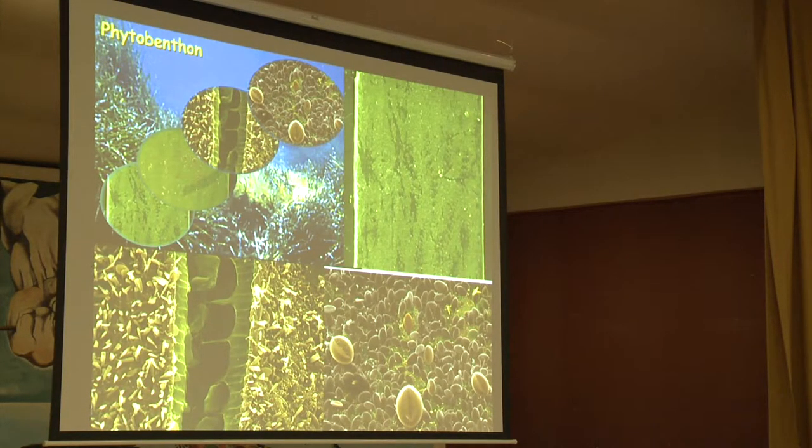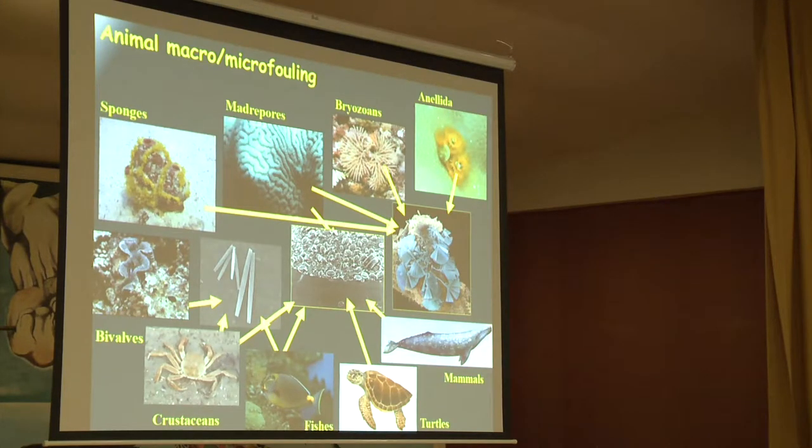So, the same we can find in animals. Any animal can, in theory, support this microalgal biofilm. But in the case of animals, the microbiofilm, so the microzoon, is really less studied. We know that there is this biofilm on many different invertebrates and vertebrates in the sea. But there are no studies, or few studies.